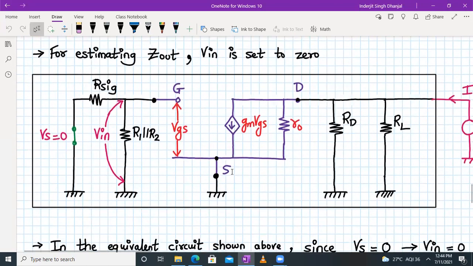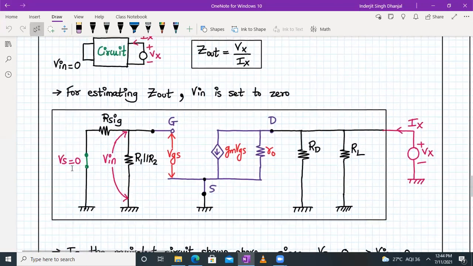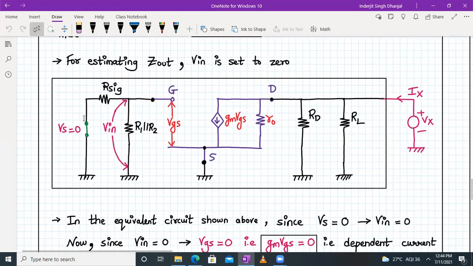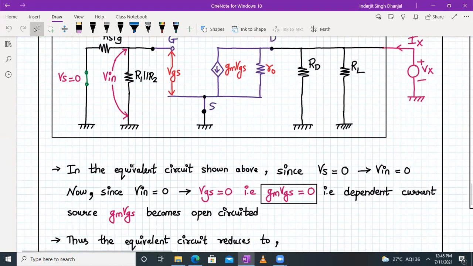Now, let us draw the entire small signal circuit with input Vs equal to 0. Okay, now if you look carefully in this diagram, if Vs is 0, V in will be 0. Now, if V in is 0, VGS will be 0. If VGS is 0, the gm times VGS current source will also be 0. And how do you represent the gm times VGS current source equal to 0? By an open circuit. Okay, so that's what we have written. Since Vs was 0, V in is 0. Since V in is 0, VGS will be 0.